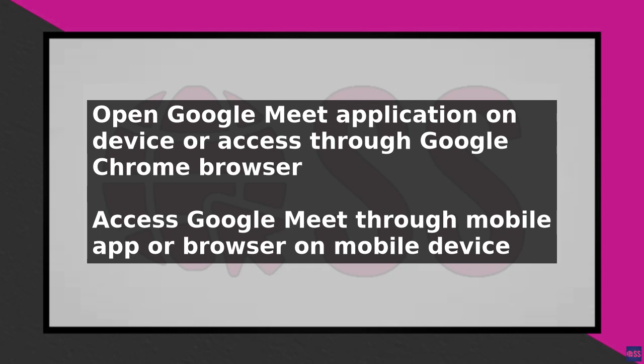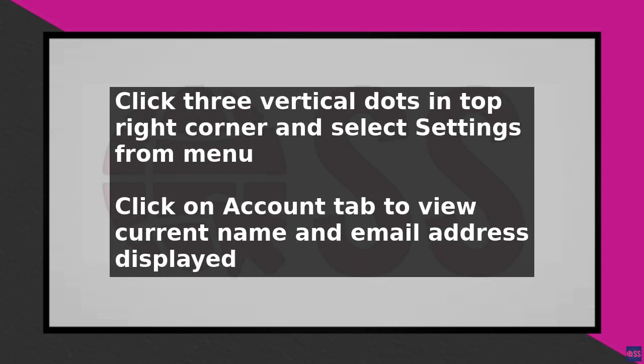In the Settings menu, click on the Account tab, where you will see your current name and email address displayed. To change your name, click on the Edit button next to your name. Then enter your new name in the text field provided.